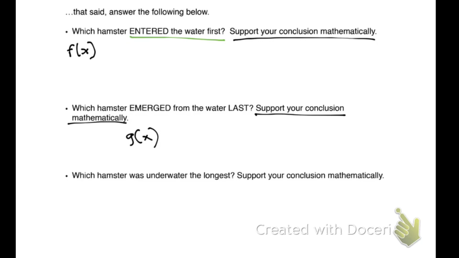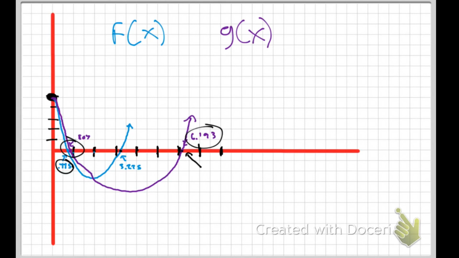Which hamster was underwater the longest? Support your conclusion mathematically. Well, the one that was under the water the longest is going to be the one that came out of the water later on. If we look here, hamster f of x entered at 0.775 and stayed underwater till about 3.225. So he was underwater 3.225 minus 0.775, a total of 2.45 seconds.